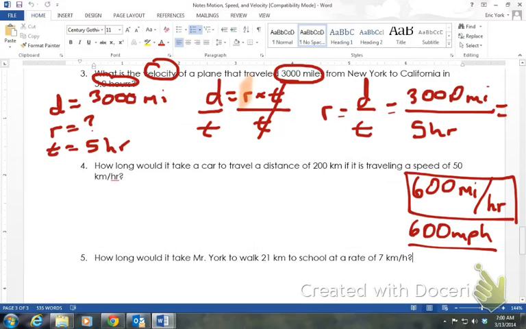Now that's the speed. If we wanted to make this the velocity, all we would say is that it was traveling 600 miles per hour from New York to California.